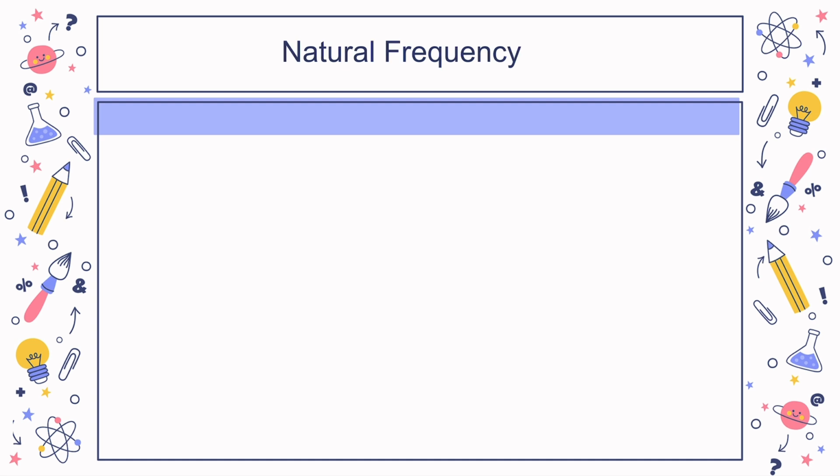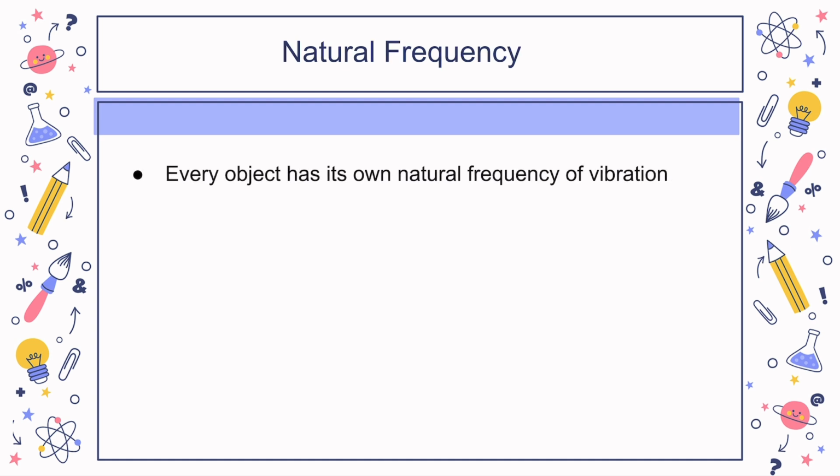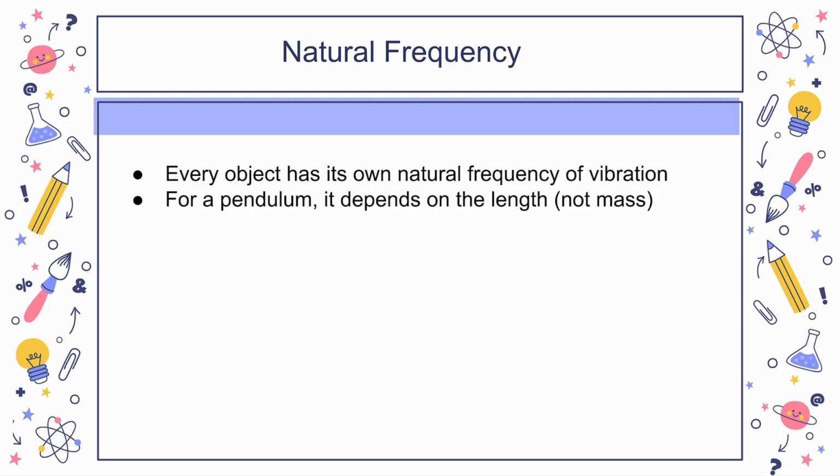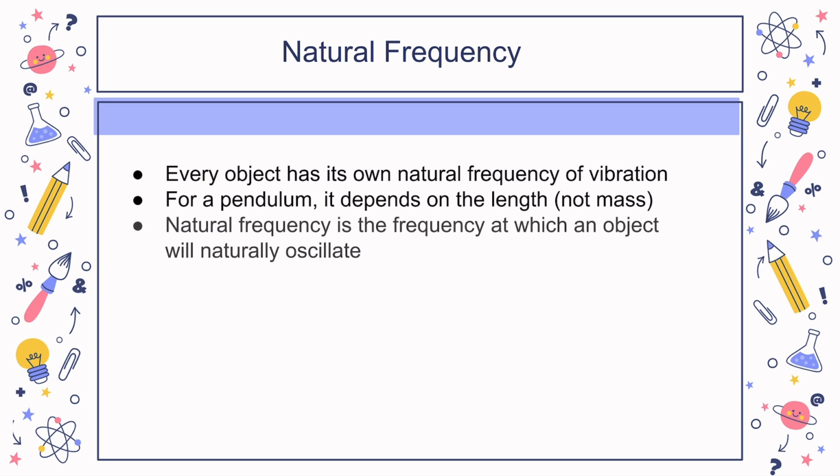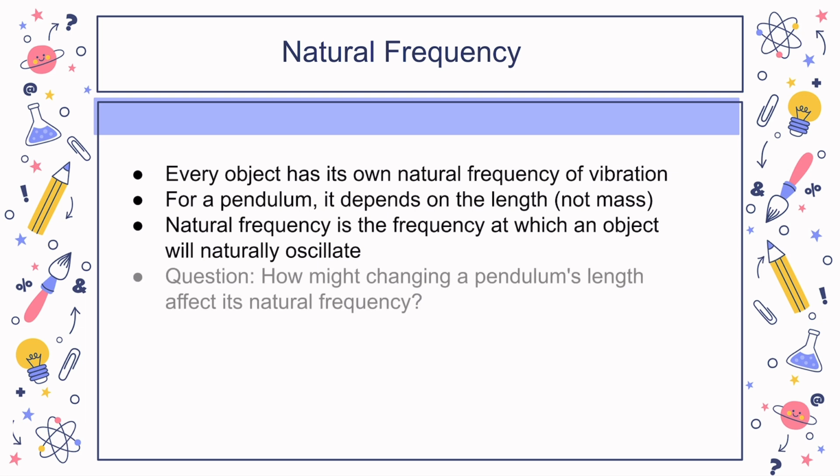And so when we speak about natural frequency, remember that every object has its own natural frequency of vibration when it's being disturbed. For a pendulum, it depends on the length of the string and not the mass, which we talked about last class. Natural frequency is the frequency at which an object will naturally oscillate when it's disturbed. So, how might changing a pendulum's length affect its natural frequency?